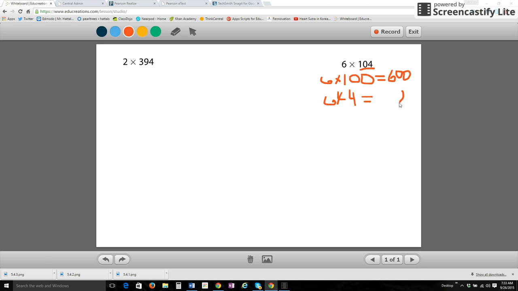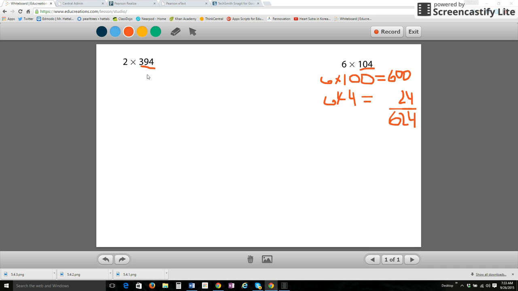And then we can simply add 600 plus 24, which is 624. All right, so that one's fairly easy. Okay. Now, this one is a little bit more daunting. You have 2 times 394. It's tough to do mentally.